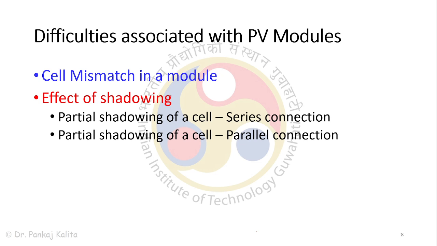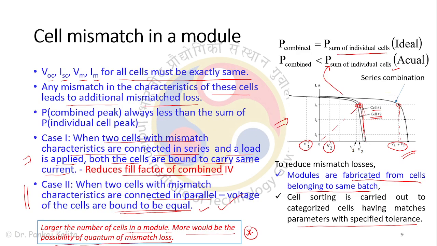Now, there are some practical difficulties associated with PV modules. There could be a cell mismatch, or there might also be the effect of shadowing, so partial shadowing of a cell in series connection or in parallel connection. We'll see each of these one by one.